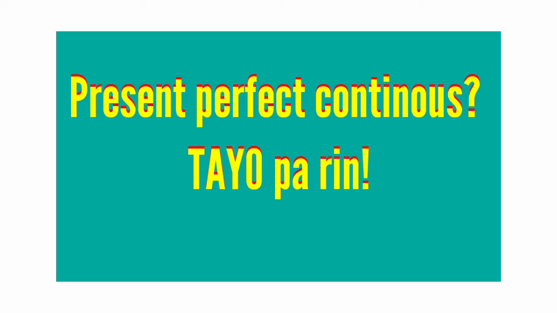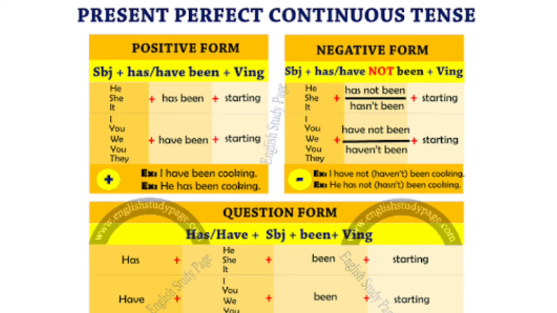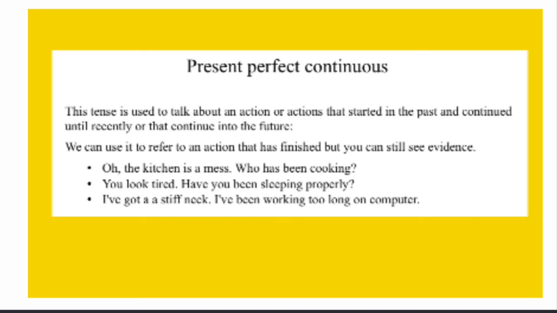The present perfect continuous is used to talk about an action or actions that started in the past and continued until recently, or that continue into the future. We can use it to refer to an action that has finished but you can still see evidence. Examples: Oh, the kitchen is a mess. Who has been cooking? You look tired. Have you been sleeping properly? I've got a stiff neck. I have been working too long on the computer.